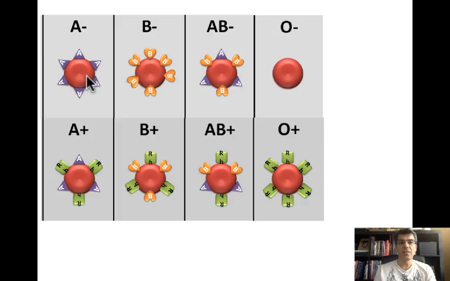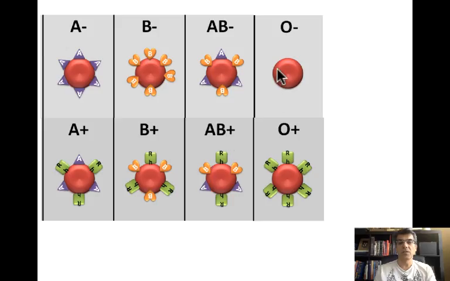This RBC has only A but doesn't have RH, so we call this one A negative. This one has A and RH, I call it positive. This RBC has B but doesn't have RH, so I call it negative. This RBC has B and RH, so we call it positive. By the same token, this RBC has A and B but doesn't have RH, so it must be AB negative. This RBC has A, B, and RH, so it must be positive.